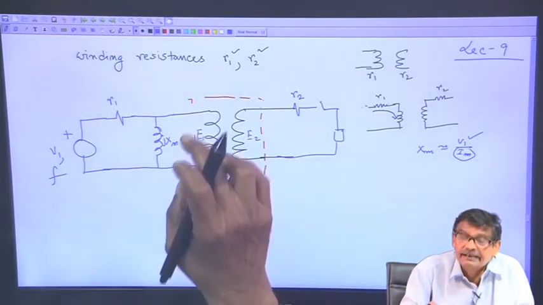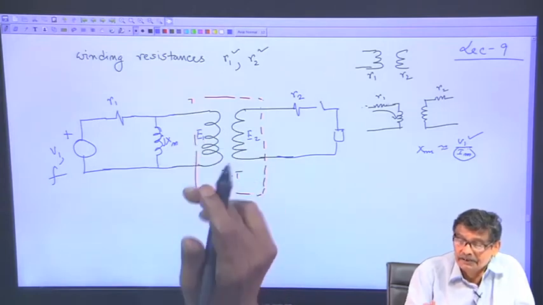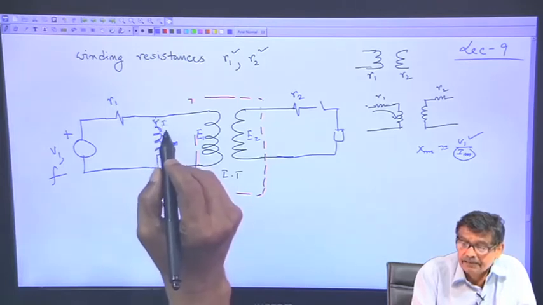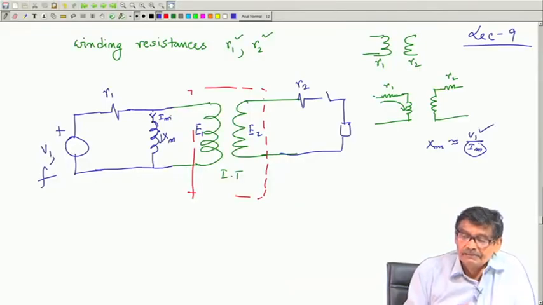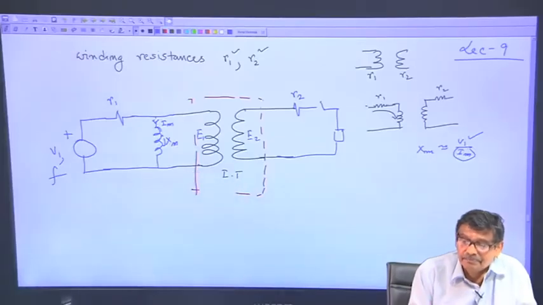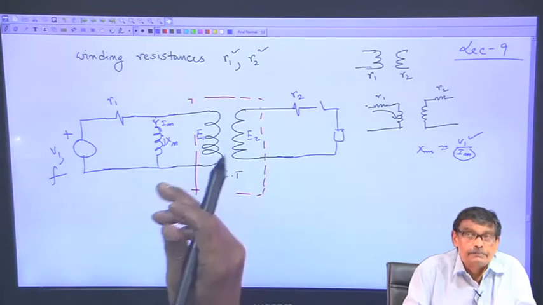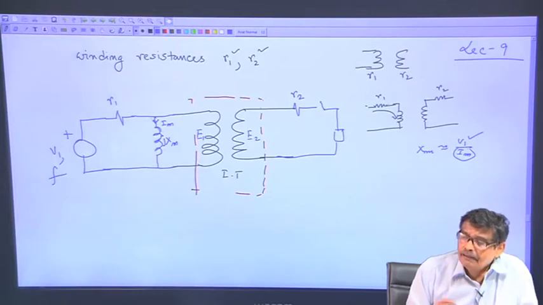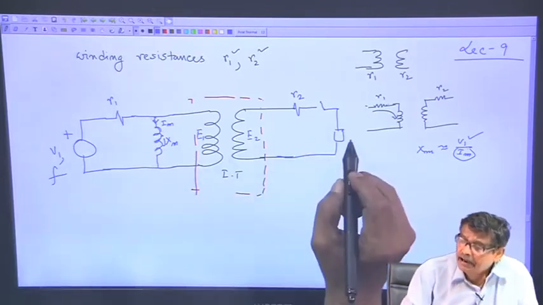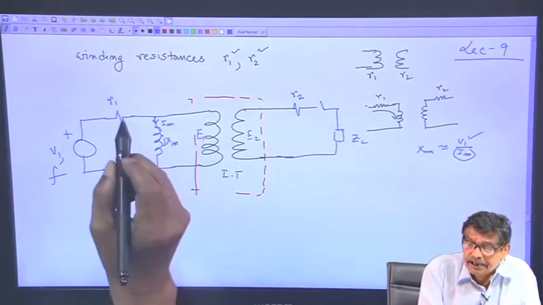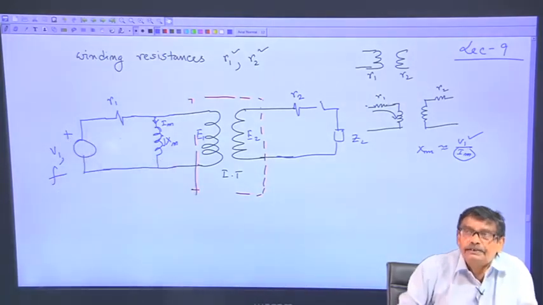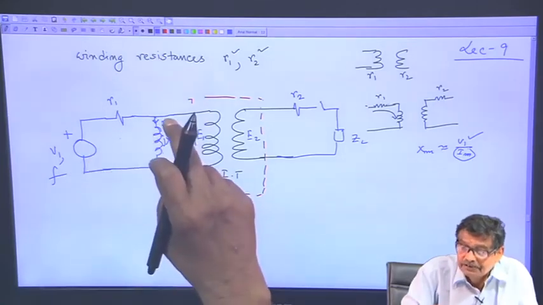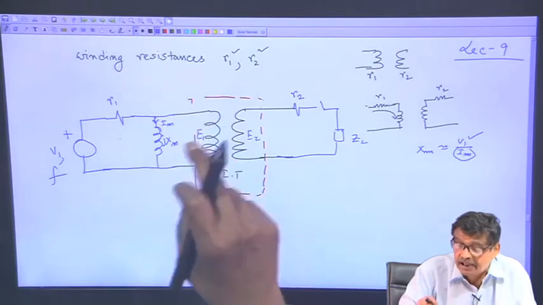Therefore, the magnetizing current I m which will be flowing here is not V 1 by x m, but V 1 minus this drop divided by x m. And as you know, depending upon the degree of loading, the magnitude of the current drawn from the supply will change. Therefore, V 1 minus the drop in this resistance is the voltage coming across the ideal transformer.